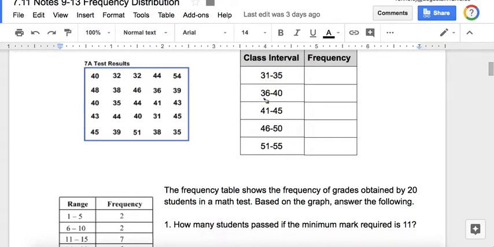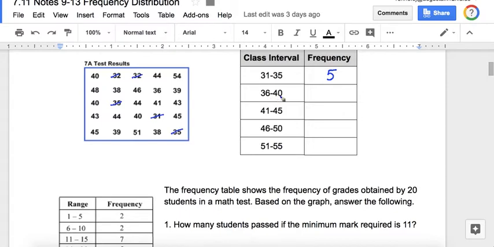Now, some people think 31 to 35, that's only 4 numbers. It's actually 5: 31, 32, 33, 34, and 35. So every time I see a number between 31 and 35, I'm going to count it. So I go through 1, 2, 3, 4, and 5. I'm going to make sure I didn't miss any here. No. So the frequency is 5 because those scores occurred 5 times.